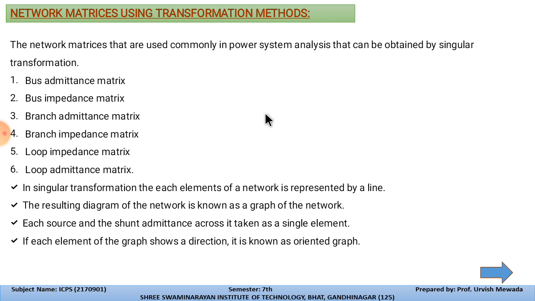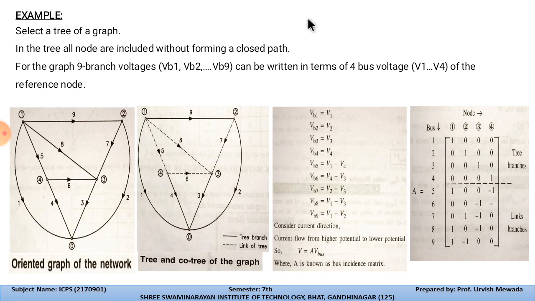Generators will be converted to a single line. Even the elements which are connected with the network, we can draw as a single line. And if each element of the graph shows a direction, then that graph is known as the oriented graph that we know from the previous case. Let's see one example related to this.